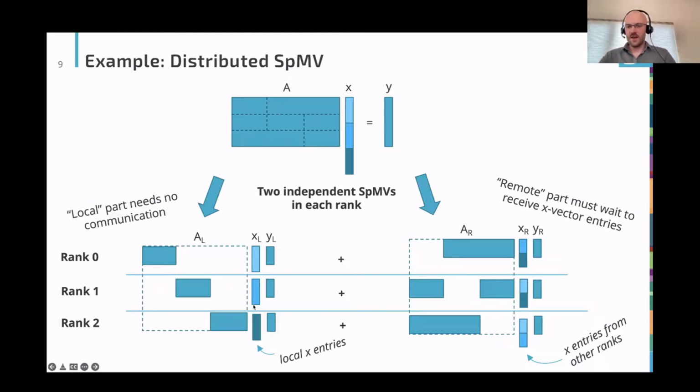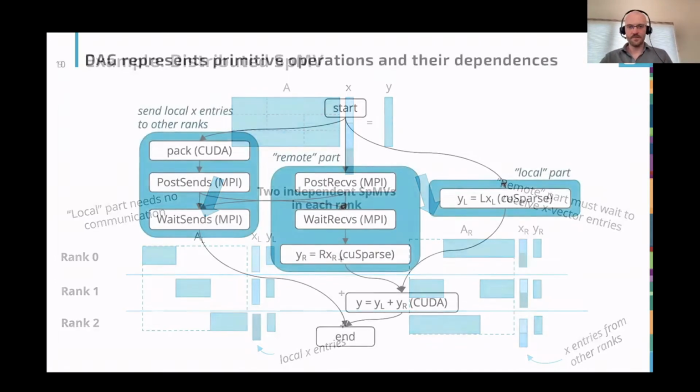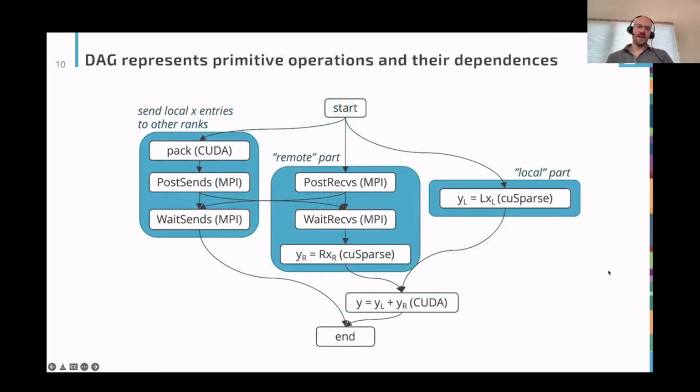And the key thing here is that the on-rank or local part we can start executing immediately. We don't need to wait to receive X vector entries from any other rank. But for the remote part, we have to do some communication first. But these two SPMVs in principle can be done in parallel to produce the final product. So the directed acyclic graph of this specific version of the SPMV might look like this. It's broken into three different parts.